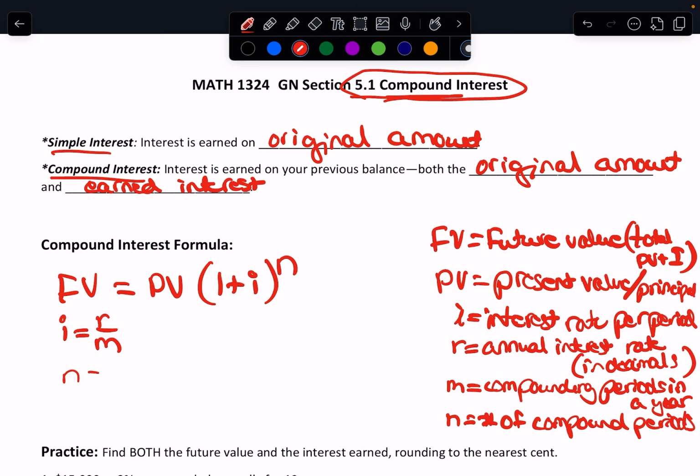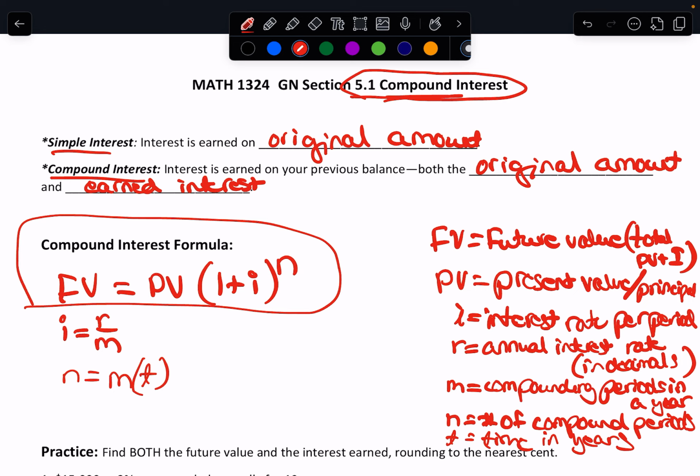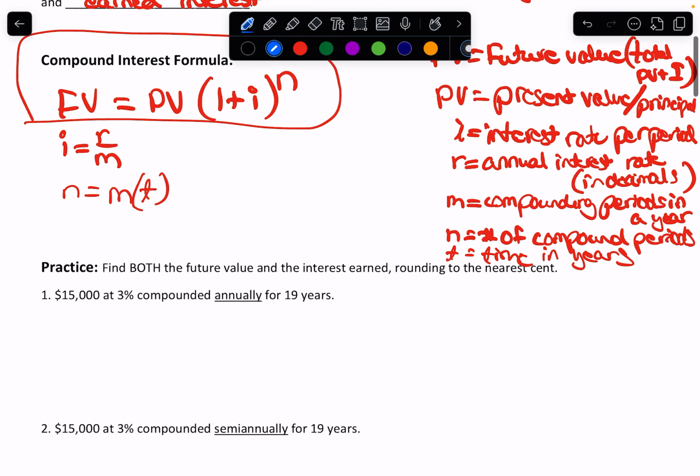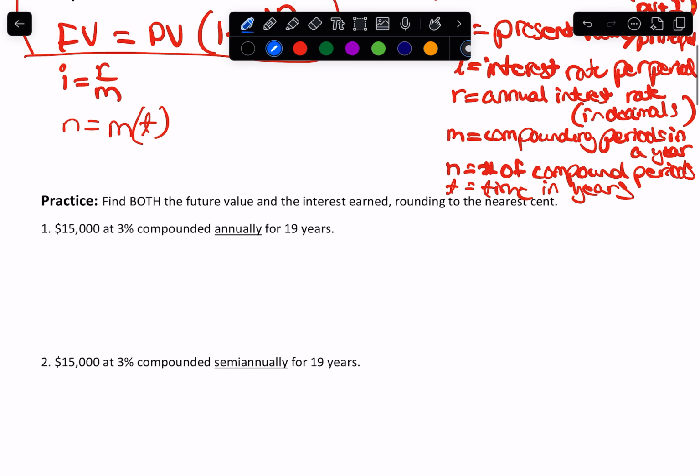n is the same thing as m, the compounding periods in a year, times t, and t is the time in years, just like it's been. Okay, so this is your compound interest formula. Again, it will be given on the exam, and it is on the formula sheet that is on Canvas. So you don't need to memorize it. Okay, let's practice. Find both the future value and the interest earned, rounding to the nearest cent.